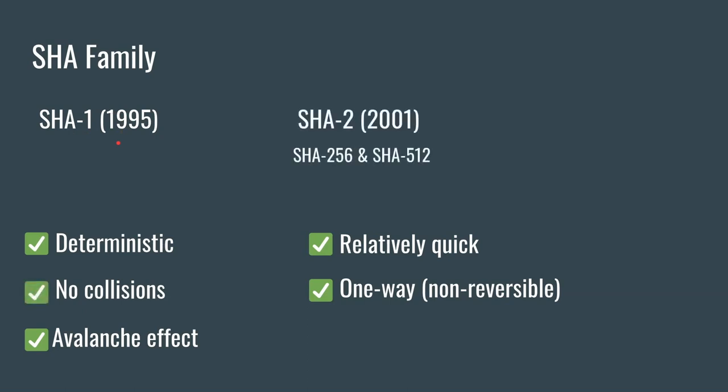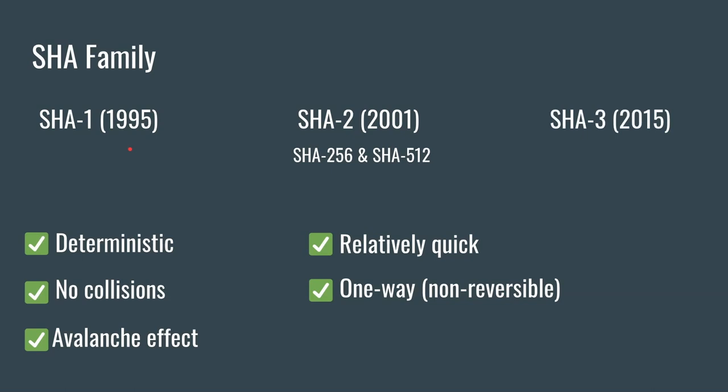In 2001, SHA-2 came along to replace SHA-1, and this comes in several different flavors, including SHA-256 and SHA-512. The 256 and 512 is the size of the hash output in bits. The smaller hash size would be faster to compute, but the larger sizes would be more secure and harder to break. So far, there have been no known collisions from this, and even though it was created back in 2001, it seems to be holding up fairly well.